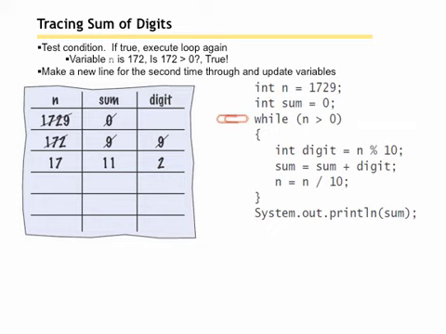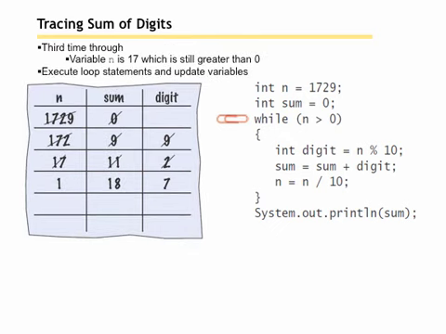Next time through the loop, 17 is still greater than 0, so we enter the loop. Int digit equals n modulus 10, that peels off the 7, digit now equals 7. Sum equals sum, which is 11, plus digit, which is 7, so 11 plus 7 is 18, and we store that value in sum. And then n equals n divided by 10, so n will be equal to 1 after that iteration. And there you can see that's validated.